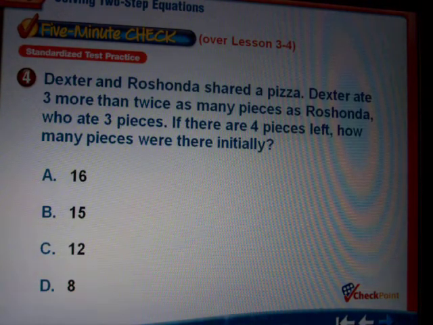Alright, so now Dexter and Rashada shared a pizza. Dexter ate 3 more than twice as many pieces as Rashada, who ate 3 pieces. If there are 4 pieces left, how many pieces were there initially? Is it A, 16, B, 15, C, 12, or D, 8? I don't think it's D.